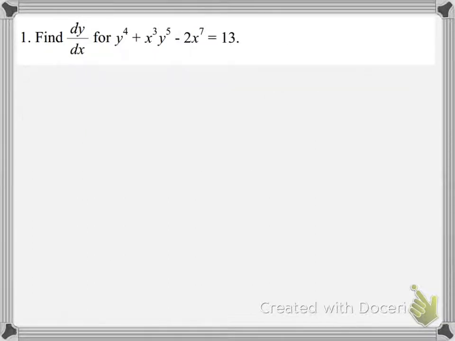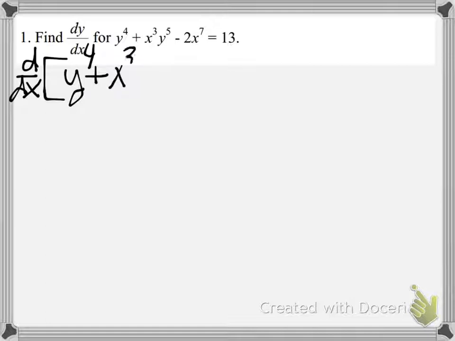Okay, so let's take the derivative of this first thing. I'm going to take the derivative implicitly because it's not set explicitly where it's just y equals. It's not easy peasy. So what I'm going to do is take d dx of the entire equation, which is y to the 4th power x cubed, y to the 5th, minus 2x to the 7th equals 13.